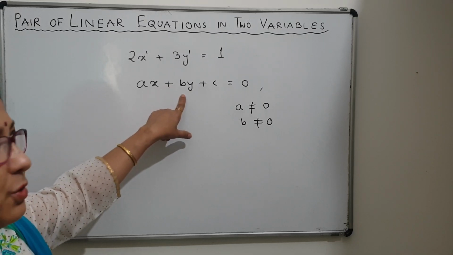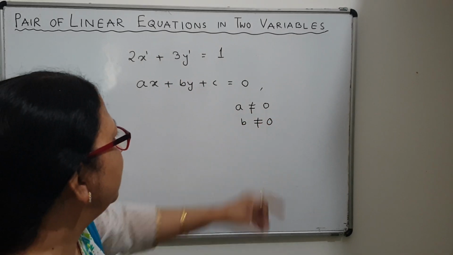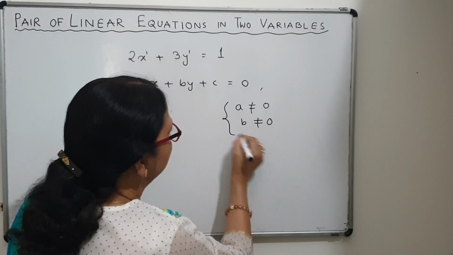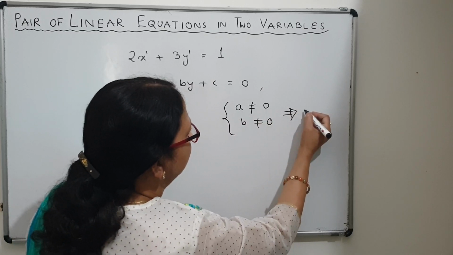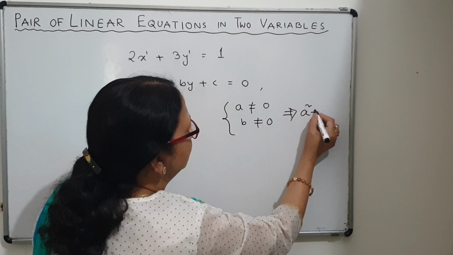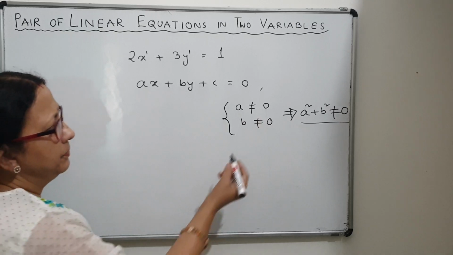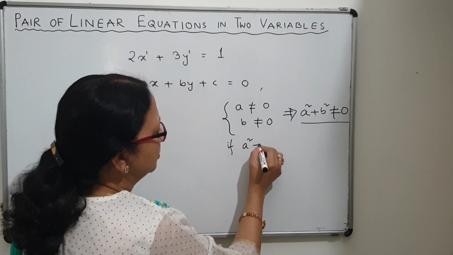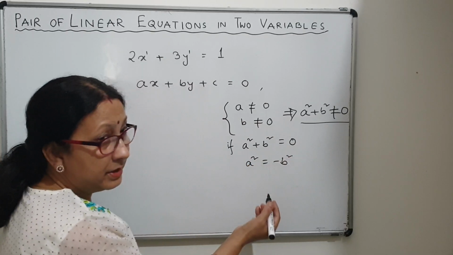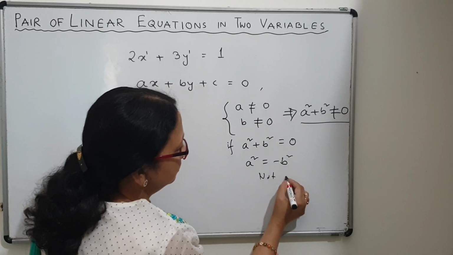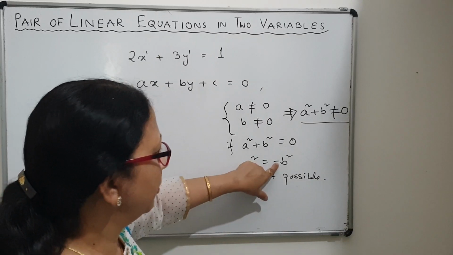And if both a and b are 0, then only a constant will be left. So that's why this condition is important. A cannot be 0, b cannot be 0, and together these two conditions can be written in this form: a square plus b square is not equal to 0. Why? You see, if a square plus b square is equal to 0, then a square will be equal to minus b square. Now that is not possible, because we know the square of any number cannot be negative.